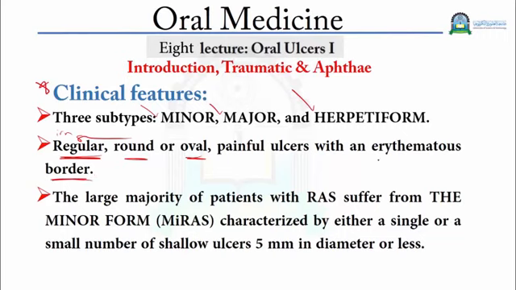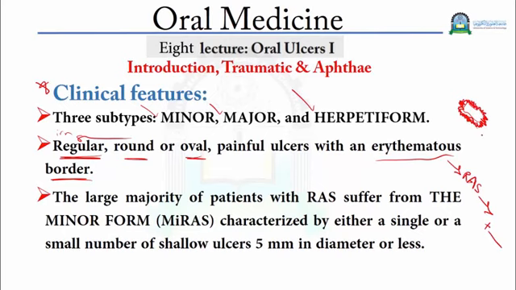The erythematous borders are also a characteristic to differentiate recurrent aphthous stomatitis from traumatic ulcers and other ulcers. So we have erythematous borders. This is a slightly whitish ulcer with erythematous borders. The borders of the ulcer have a hollow red area.